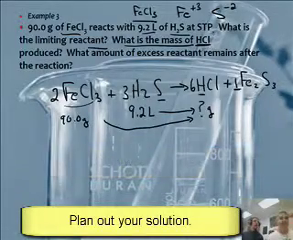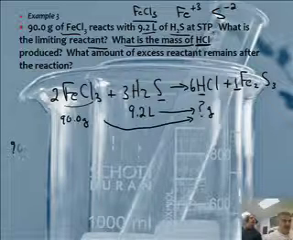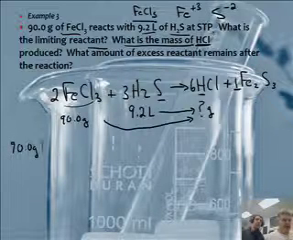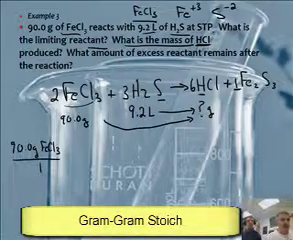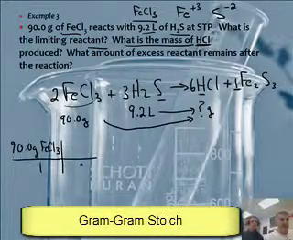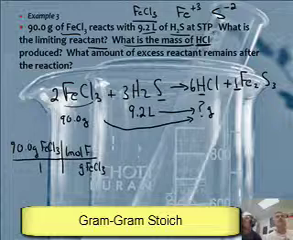All right, we'll do some stoichiometry. Say stoichiometry. Okay, 90.0 grams of FeCl3. And now I'm going to convert the grams of FeCl3 to the moles, I suppose I should add, of FeCl3.